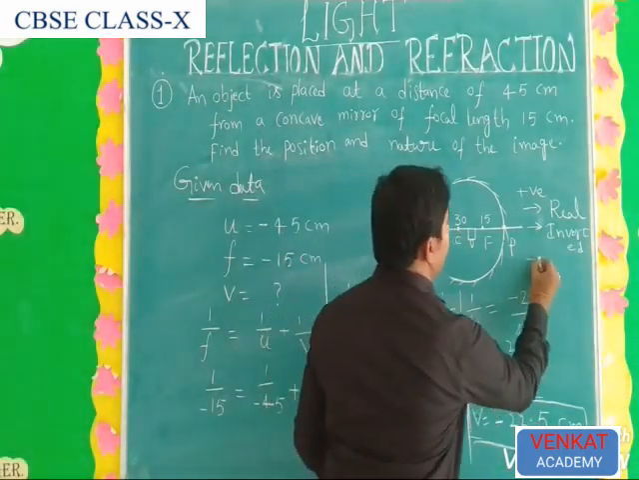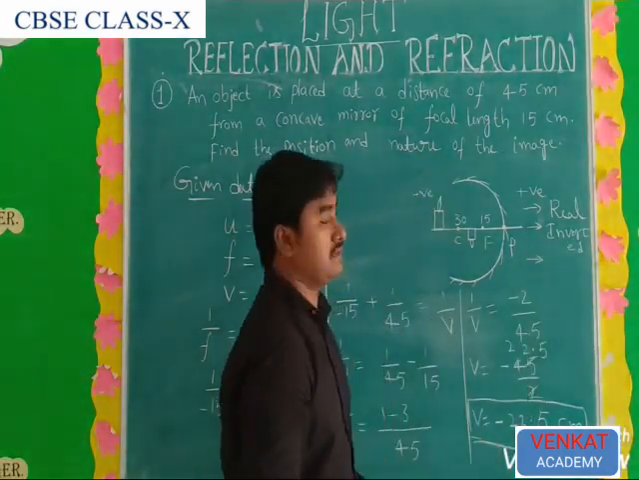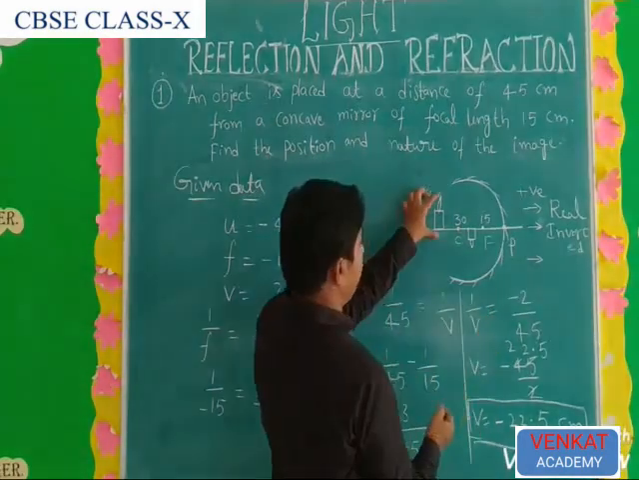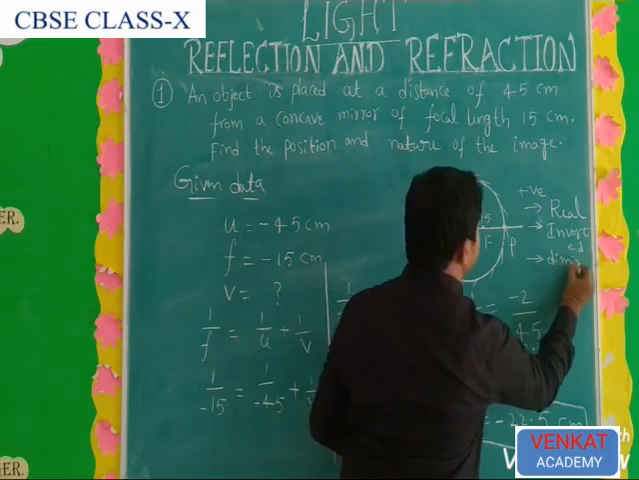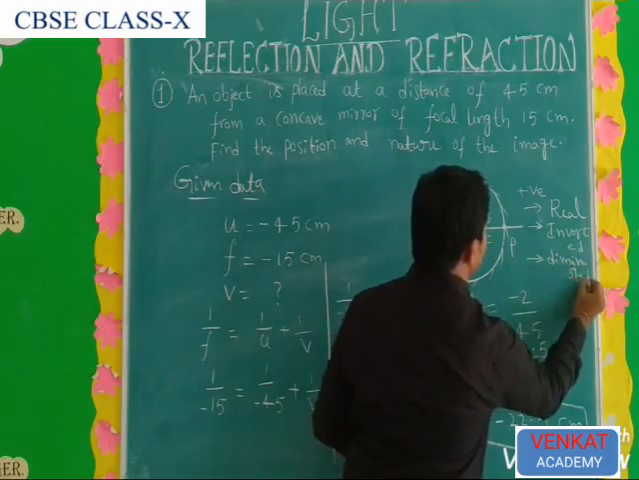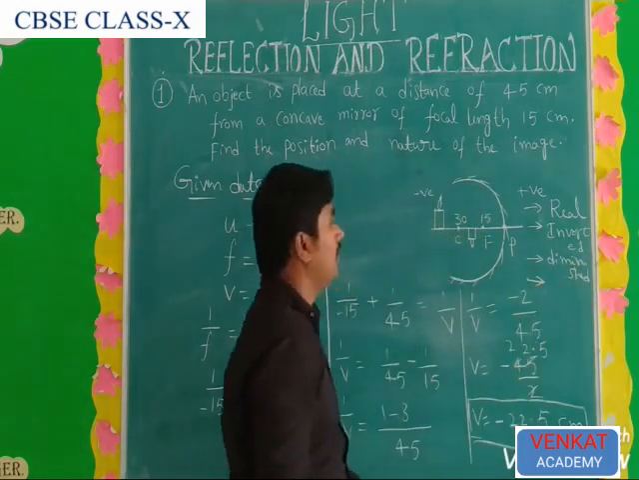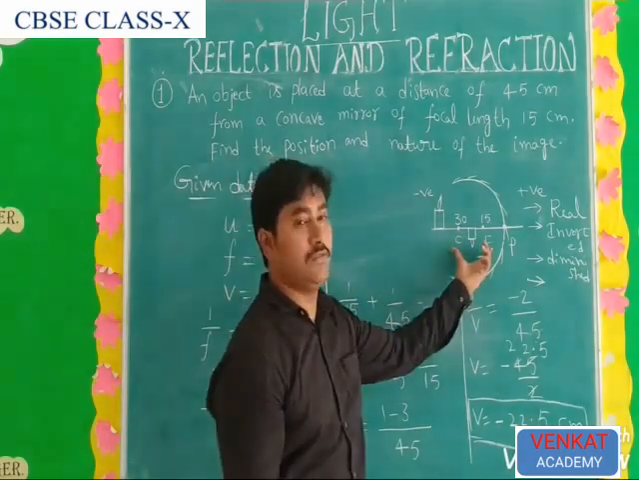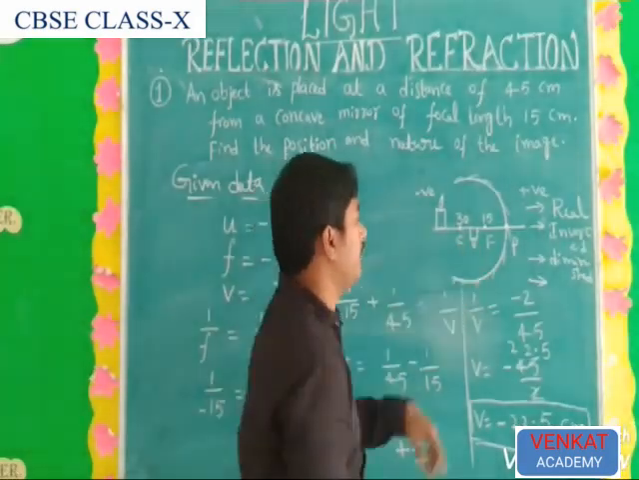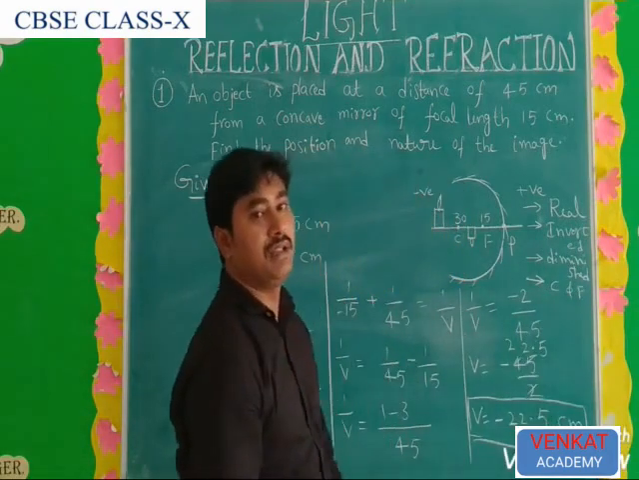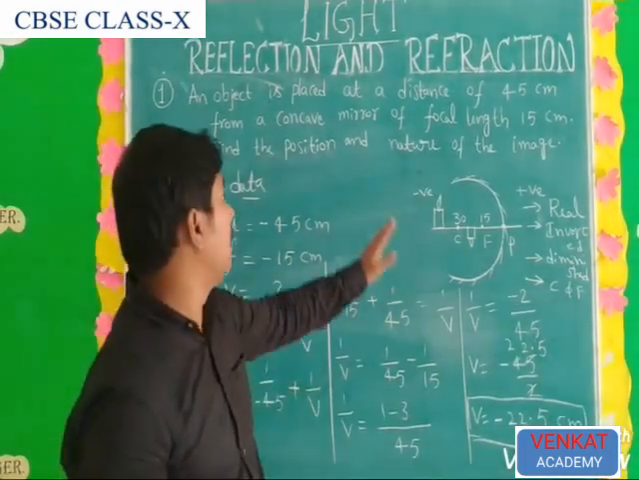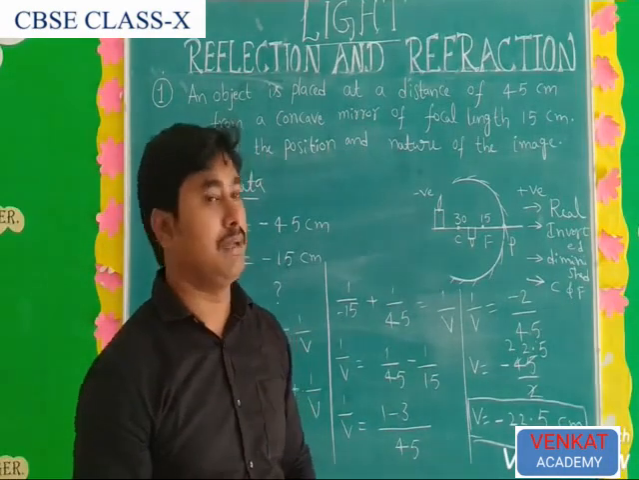And what about the size? The image is diminished. This is a big size, this is a small size. This one is diminished. The image is diminished. Then what about the position? The image must and should form between C and F. Here the image is formed between C and F. That is the nature. Understand, students, what is the position? What is the first problem? So this is a very easy problem.